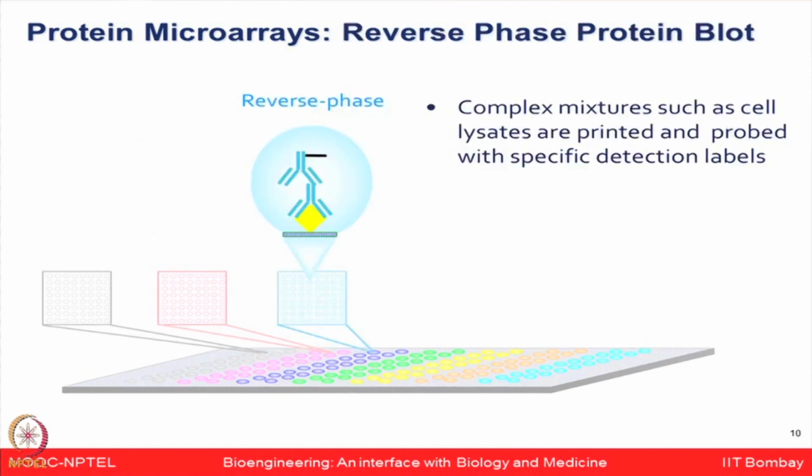Another approach which is clinically quite relevant is reverse phase protein blots, in which complex mixtures such as cell lysates are printed and probed with specific detection labels. So, many times clinicians have these complex tissue lysates or cell lysates, and they want to just detect one of the specific antibodies and specific proteins out of those samples, and then reverse phase arrays could be very quickly employed for that purpose.